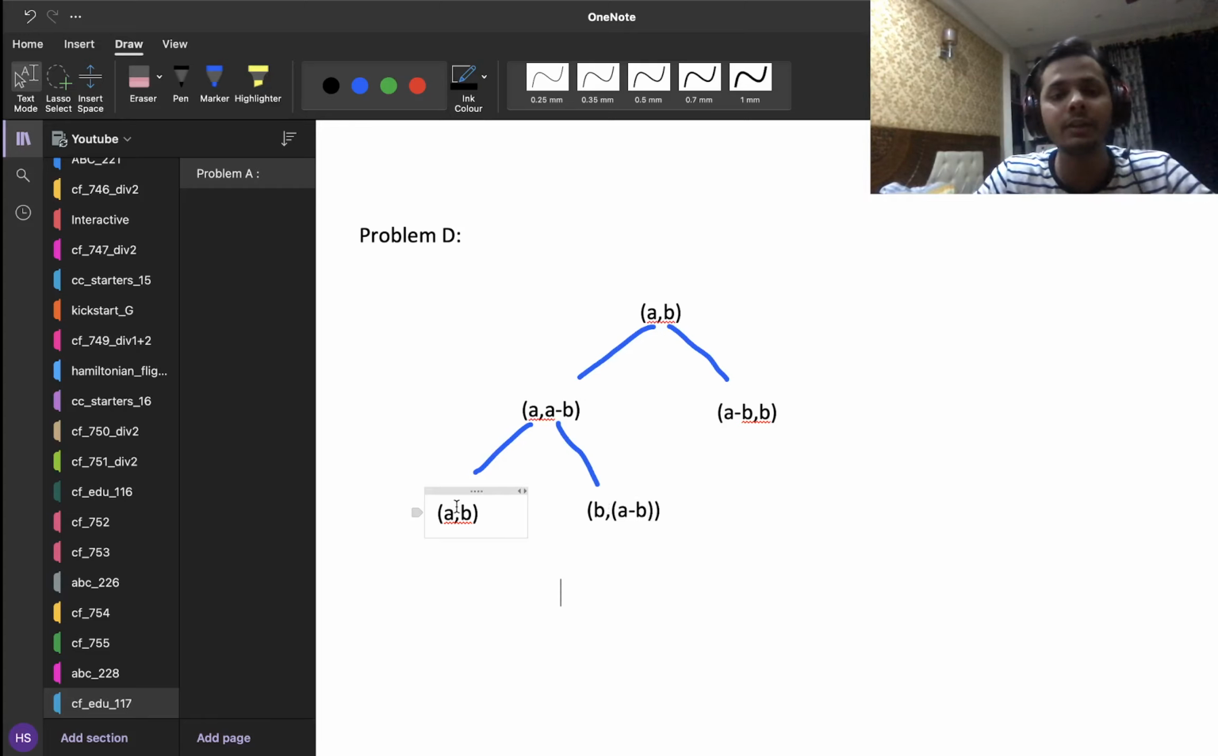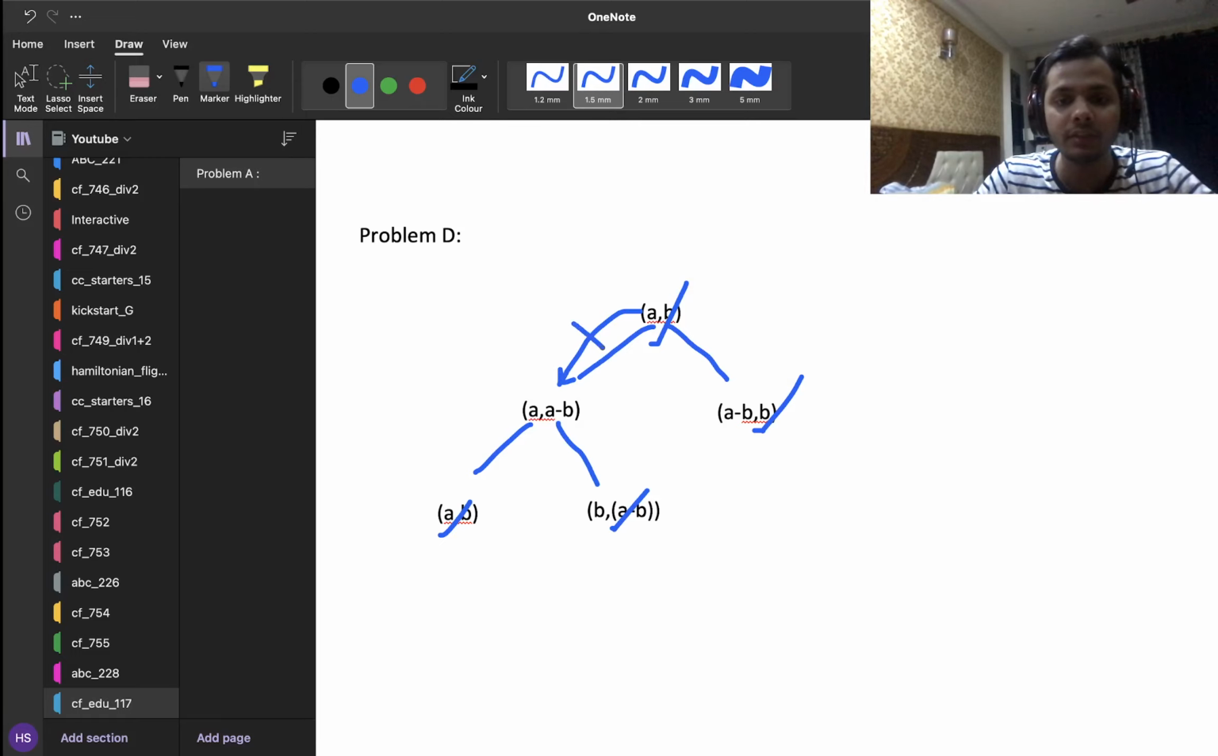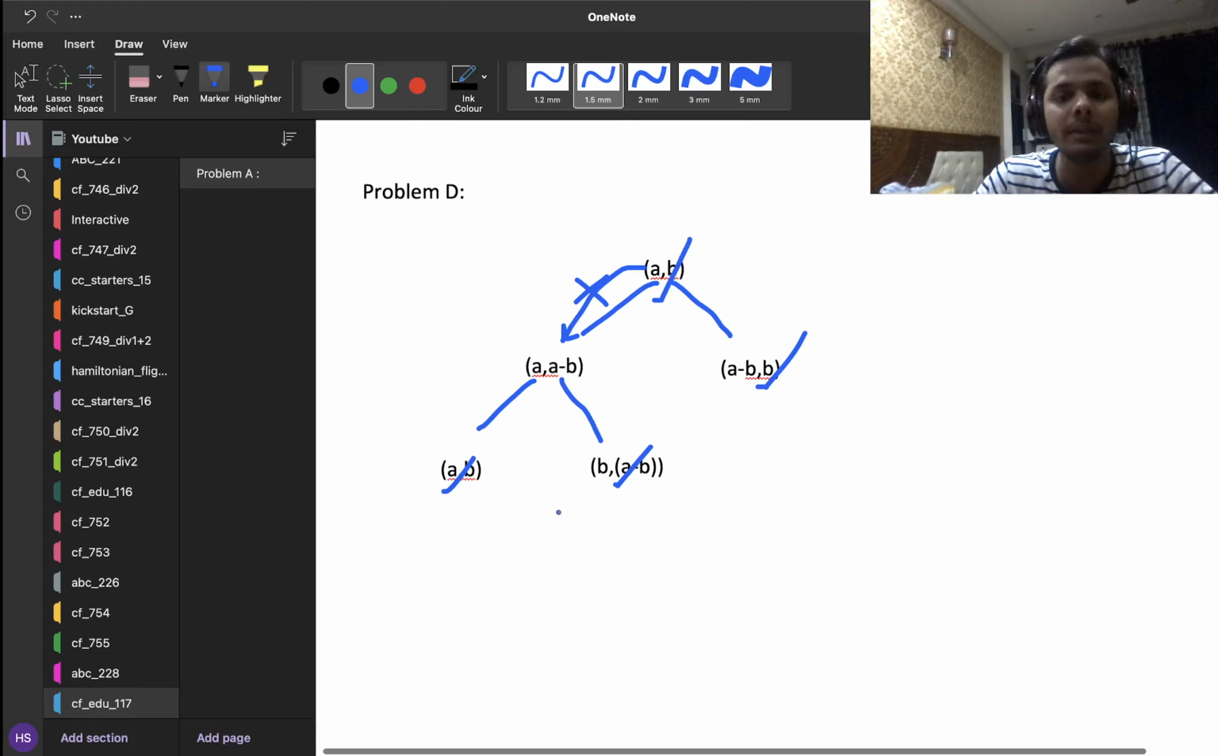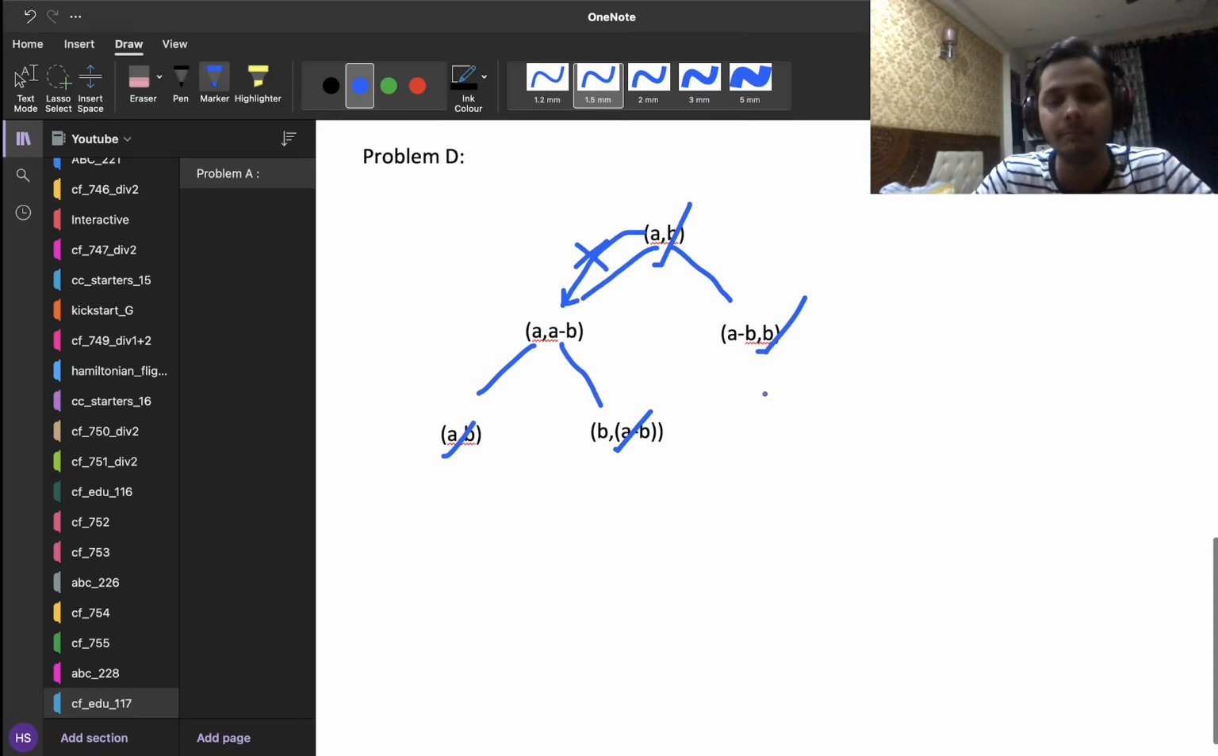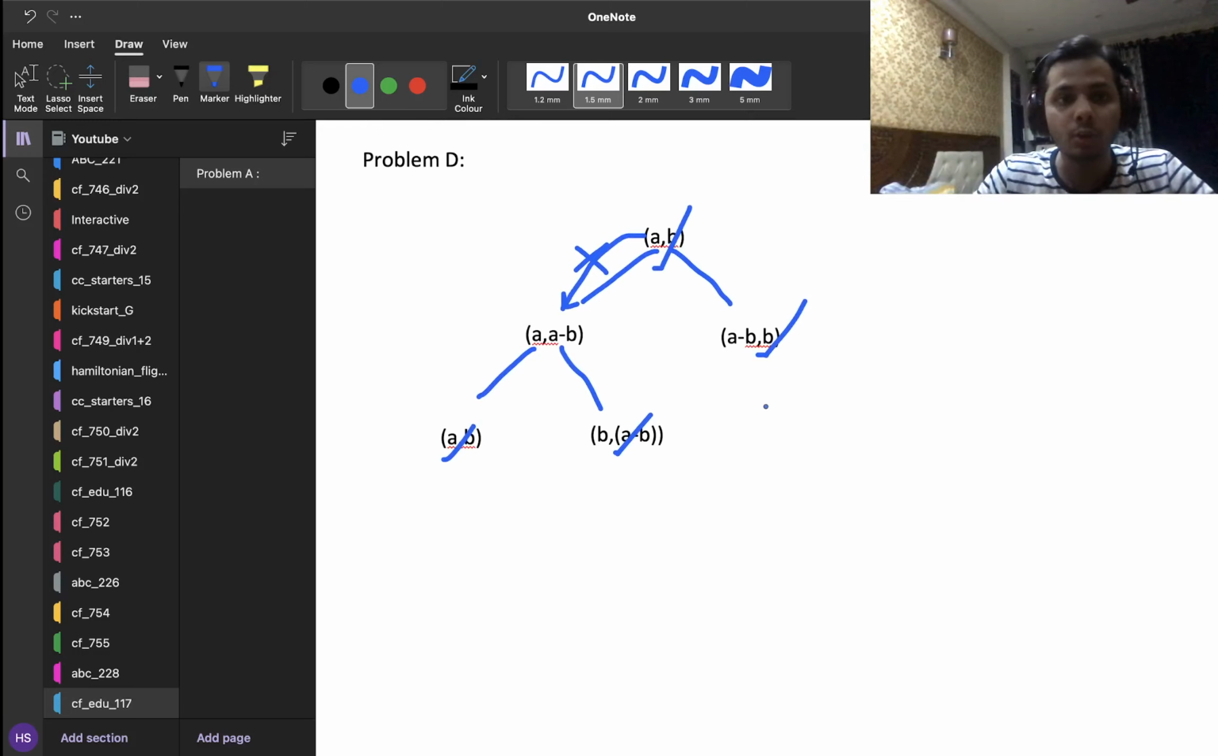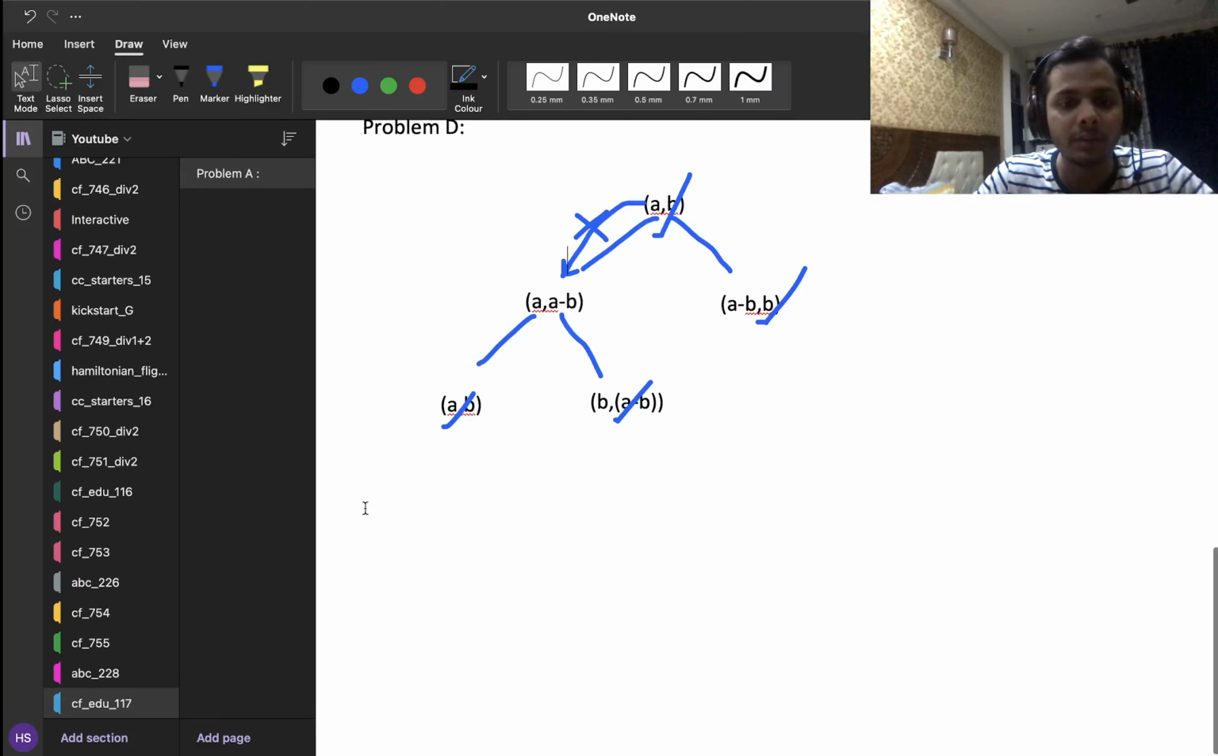But here I notice that both of these values I already have with me. This a comma b has already occurred here, and this b comma a minus b has already occurred here. So going from here to here is just a waste, because that would just lead to recomputations. Obviously, order doesn't matter here, so a minus b comma b and b comma a minus b are just the same. Let's write down what we have observed.